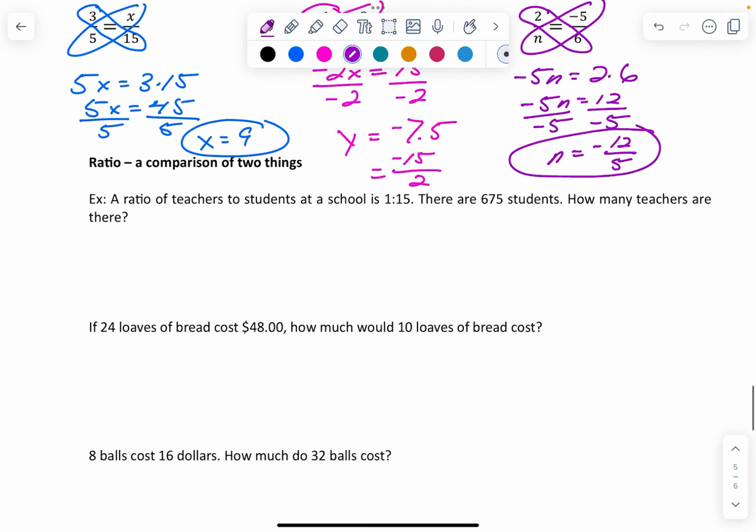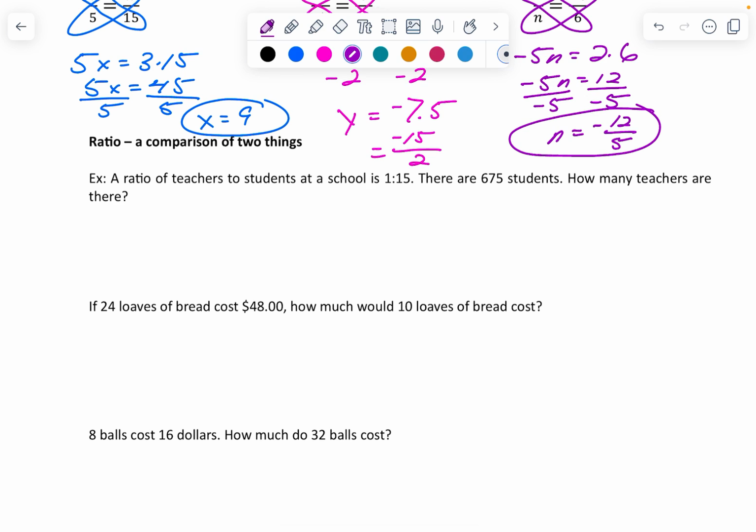We can also write proportions to solve word problems that relate to ratios. So, for example, in this first problem, it says a ratio of teachers to students at a school is 1 to 15. So that means ratio of teachers to students. I like writing ratios as a fraction. So this is my key, okay? That's my key. So I remember teachers go on top, students on the bottom. So ratio of teachers to students at a school is 1 to 15. So that means same order. Teachers go with 1, students go with 15. So it means like on average in classrooms, there's like 1 teacher and 15 students.